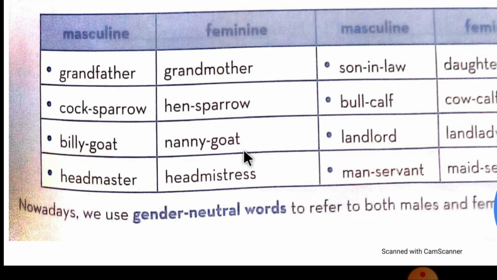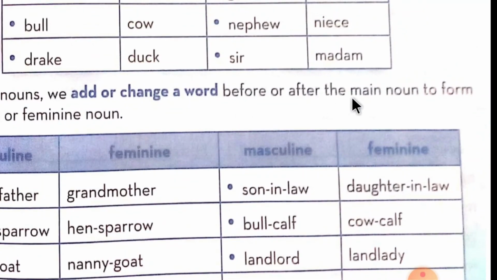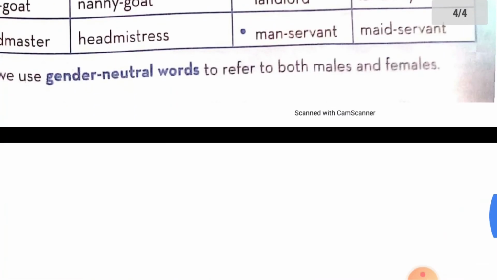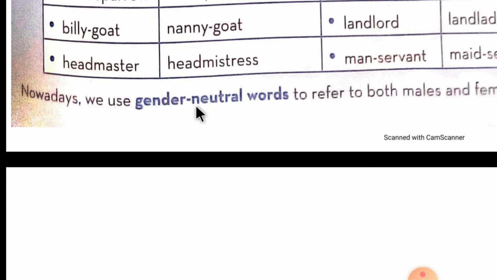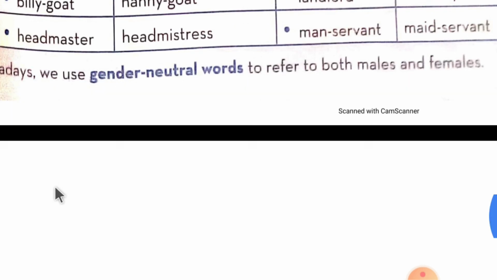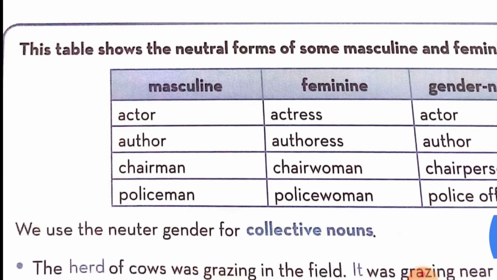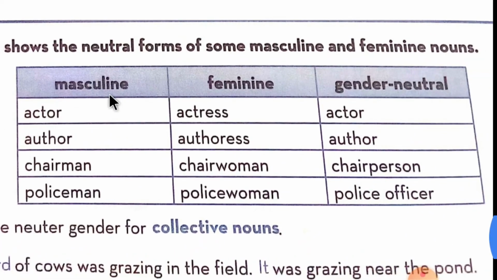So in this type of compound word, either we have to change the main word or the second word, before or after the main noun, to form a masculine or feminine gender. Okay, now look here, students. Nowadays we use gender neutral words to refer to both males and females. Now look at which words those are. See, this table shows the neutral forms of some masculine and feminine nouns.